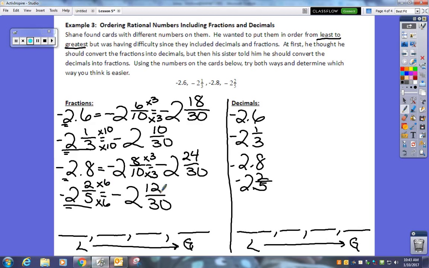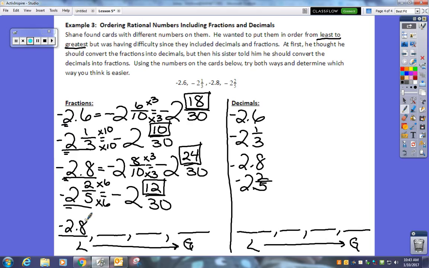Once we have everything the same in all of these numbers except for their numerators, we're going to use the numerators to help us compare them. So we're really going to be looking at each one of these boxed in numbers. Something to remember is that they are all negative numbers, so it's going to be the opposite order as though they were positive. So if I'm going least to greatest here, I'm actually going to look for the numerator that is the largest, and that would be the least. So out of these four numerators, the largest one is the 24. I'm going to go all the way back to where that started, which was the negative 2.8, and put that down on the line.